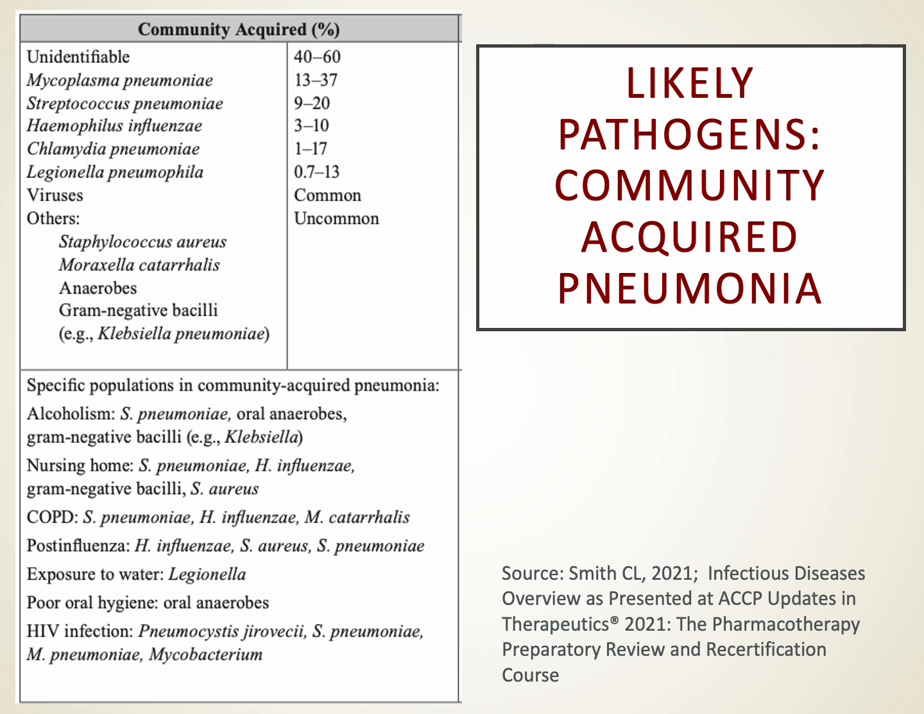If they have COPD, we're worried about strep pneumo, H. flu, Moraxella catarrhalis. If they've had influenza, similar pathogens, H. flu, Staph aureus, and also strep pneumo. If they've had exposure to mist or water, showers, contamination, we want to put Legionella in that mix. If they have poor oral hygiene, you're thinking about oral anaerobes. If they have advanced HIV, you're thinking about immunocompromised states where you're worried about mycobacterium, TB, and pneumocystis. So all of those are modifiers that will affect our decision to treat.